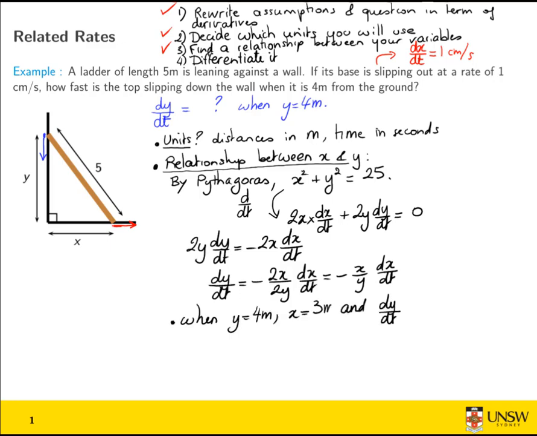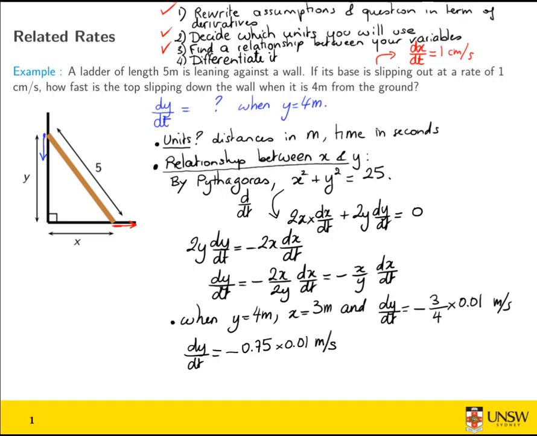When y is 4 meters, x is 3 meters, and dy/dt is minus x over y, so that's 3 over 4, and dx/dt was given in the question. It was 1 centimeter per second, but we said all the distances would be in meters, so we changed this into meters per second, so that's 0.01 meter per second. So the rate of change of y with respect to t is minus 0.75 times 0.01 meter per second.